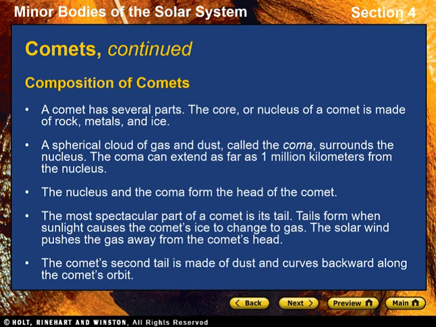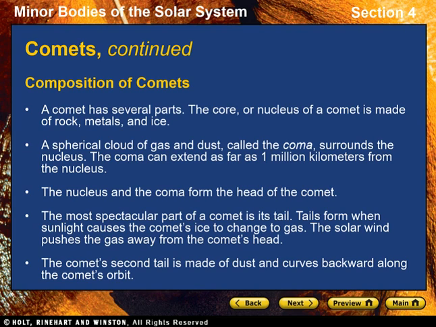In 2004, material was collected by the spacecraft Stardust from the coma of a comet named Wild 2. The spacecraft flew to within 240 kilometers of the comet's nucleus and made detailed images of the comet's nucleus.